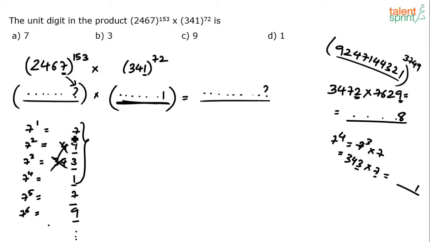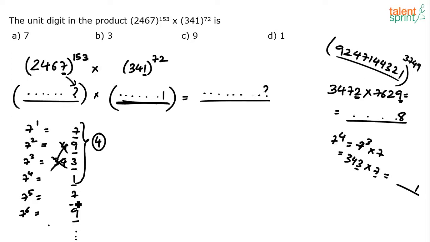You see, 7 comes again after the 4th power. After every 4 powers, you'll get the same 7. After every 4 powers, you'll get 9, and so on. So that number is important. That cyclicity is important, right? So I can say that the cyclicity here is 4. After every 4 powers, the same unit digit comes. We will arrive at the same unit digit.